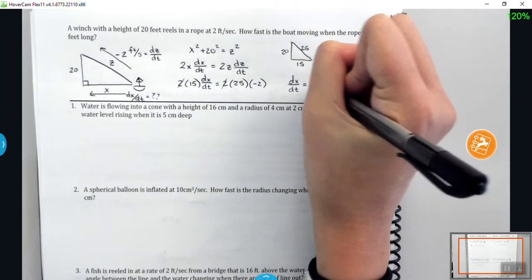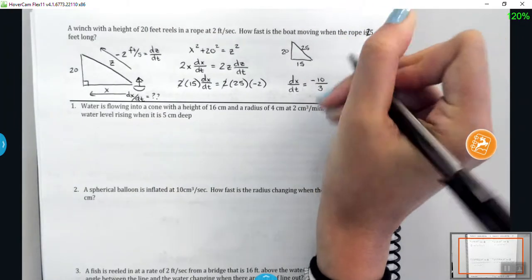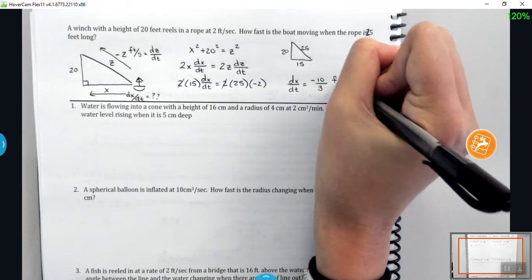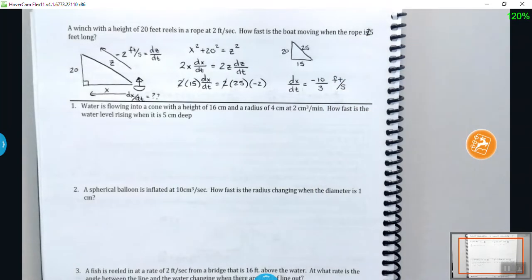Negative 10 thirds units, feet per second. Okay? Got it? Okay, those are easy. Triangles are always easy.